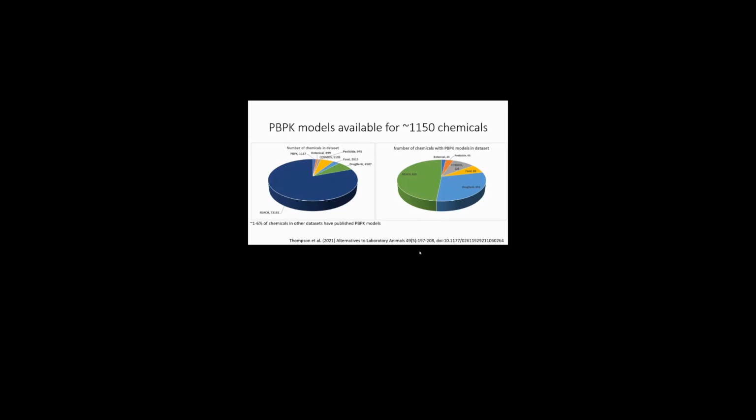From these different databases, it's about 1 to 6% of the chemicals in these different types of chemicals that have published models, with the highest percentage in, of course, drugs and pesticides, and the lowest percentage in REACH chemicals, mainly because there are so many REACH chemicals. And then the figure on the right shows the number of chemicals with PBPK models in different types of chemicals. For example, there are 392 published models for drugs.